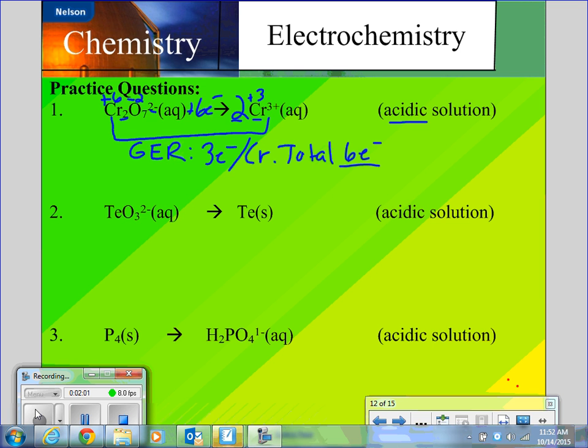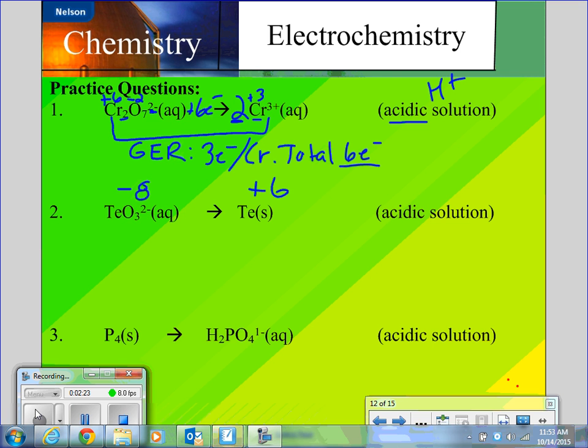So this is acidic, we're going to add H+. We can add as many as we want to whichever side we want to balance the charge. If you look at the reactant side, we've got -2 plus 6 electrons gives me a total charge of -8. On the product side, I have 2 chromiums, each with a 3+ charge. So that gives me +6.